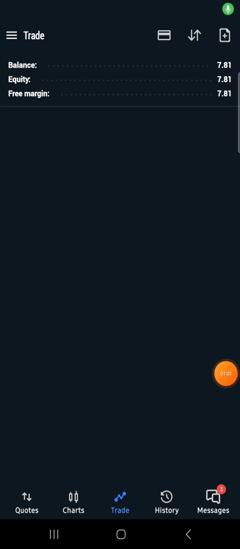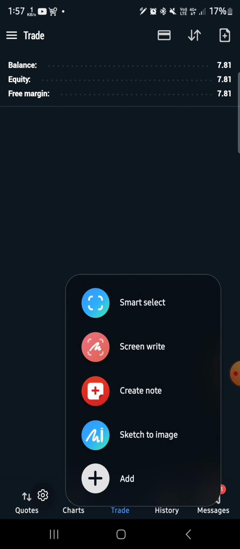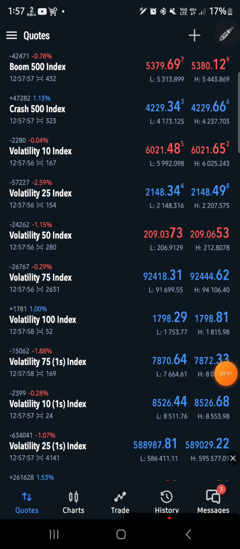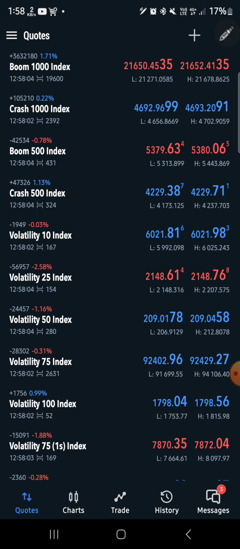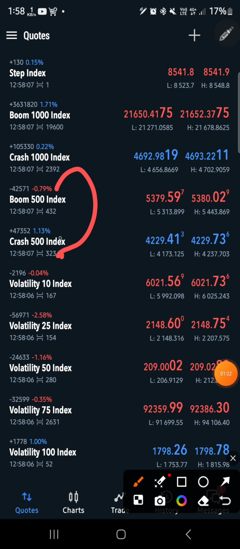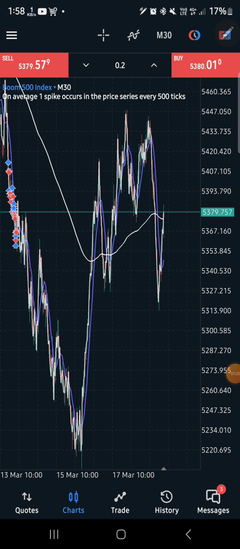Okay guys, so currently we're at $7 and let's start the flip. So usually if you want to flip your small account sizes, we usually use this index right here. The volatility 75-1S is the best to flip your small account size. There's also boom and crash, so we're going to check what we have for the boom and crash markets. Let's check for boom first.